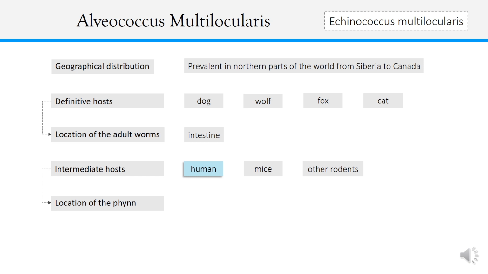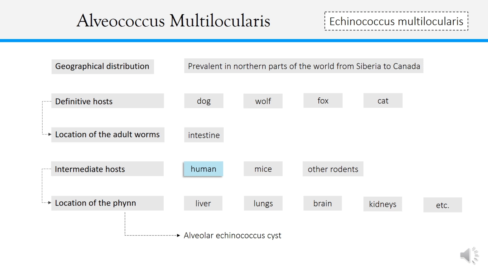This means that a human could be infected with an egg that will give rise to an oncosphere, and the oncosphere will be transformed into the fin. And the fin will be the main problem inside of the human body. The location of the fin could be liver, lungs, brain, kidneys, and other internal organs. The name of the morphological type of the fin characteristic for Alveococcus multilocularis is alveolar Echinococcus cyst.